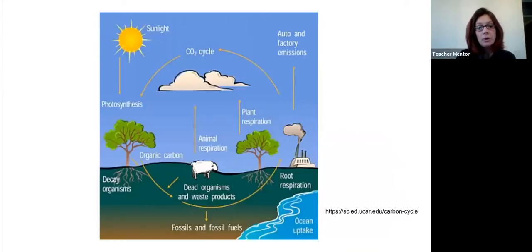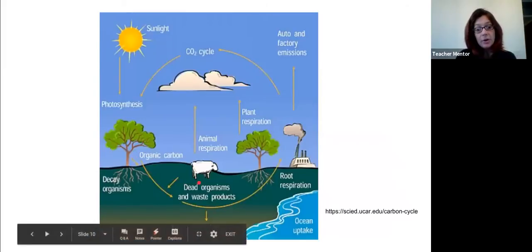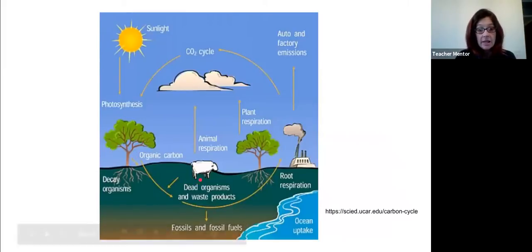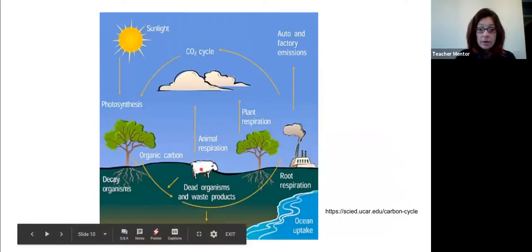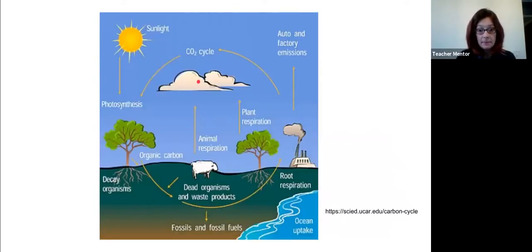It's going to release oxygen. So the organic compound is going to be needed for animals. Okay? Then the animal respiration is going to release that carbon dioxide back in the atmosphere. We can also get carbon from dead organisms and waste products.